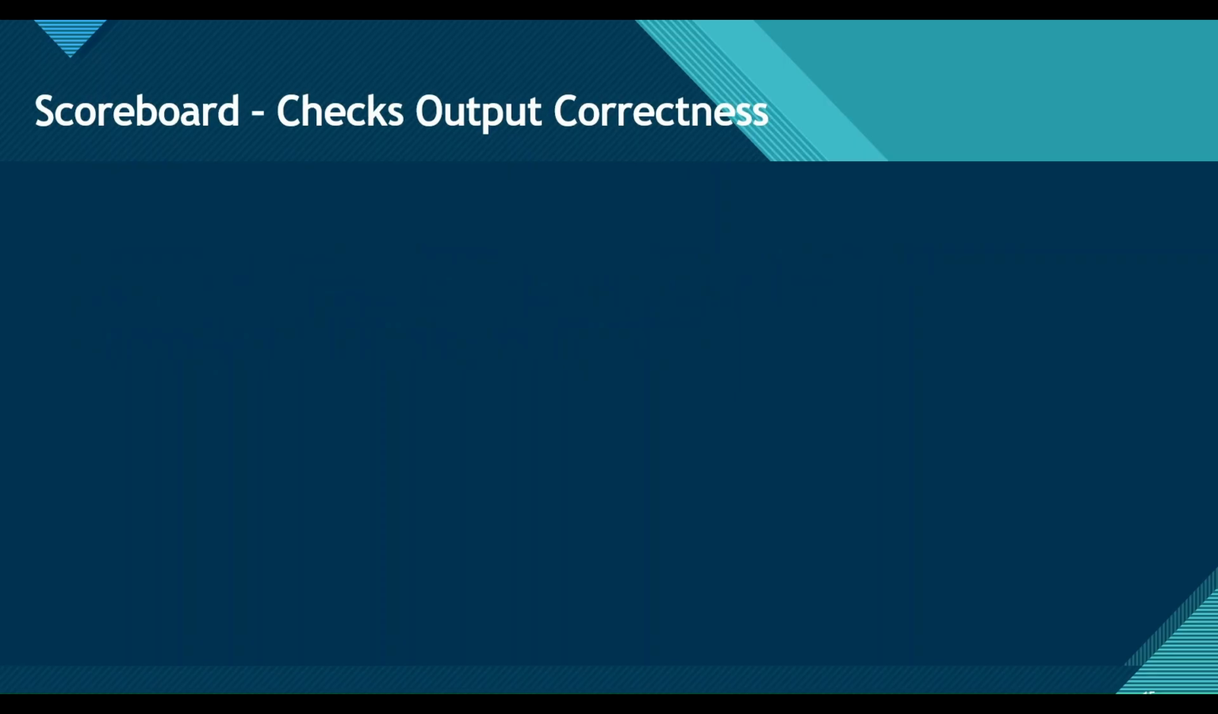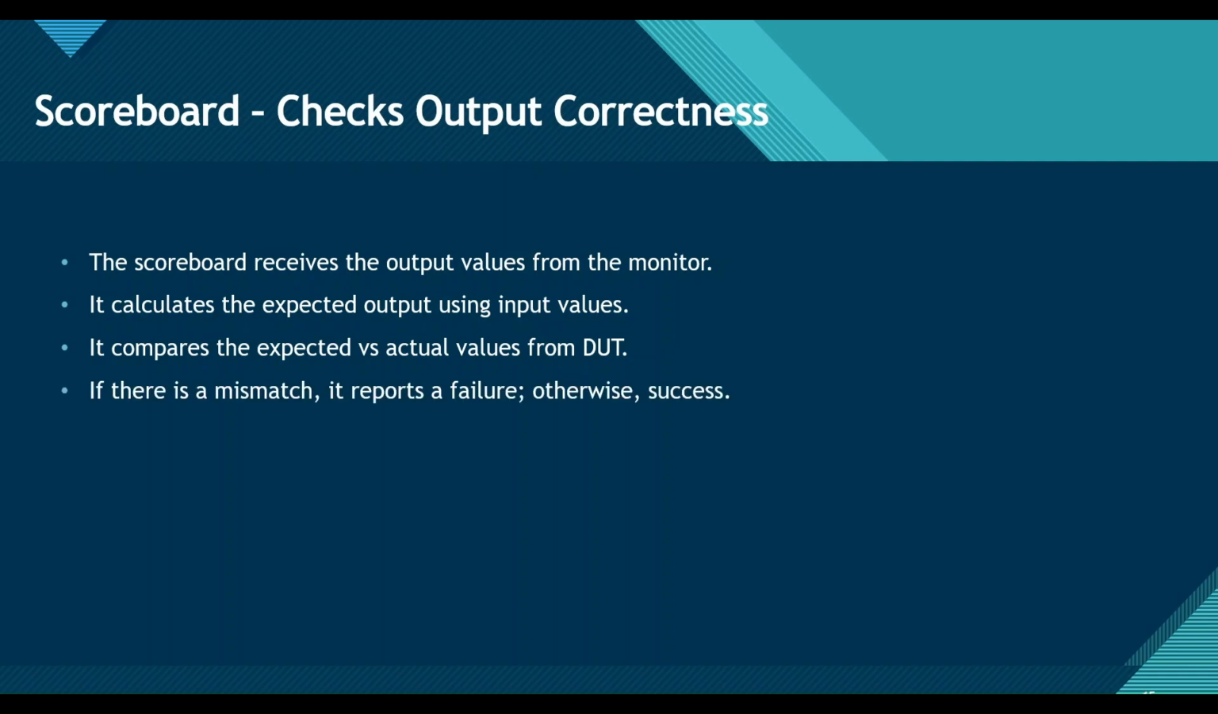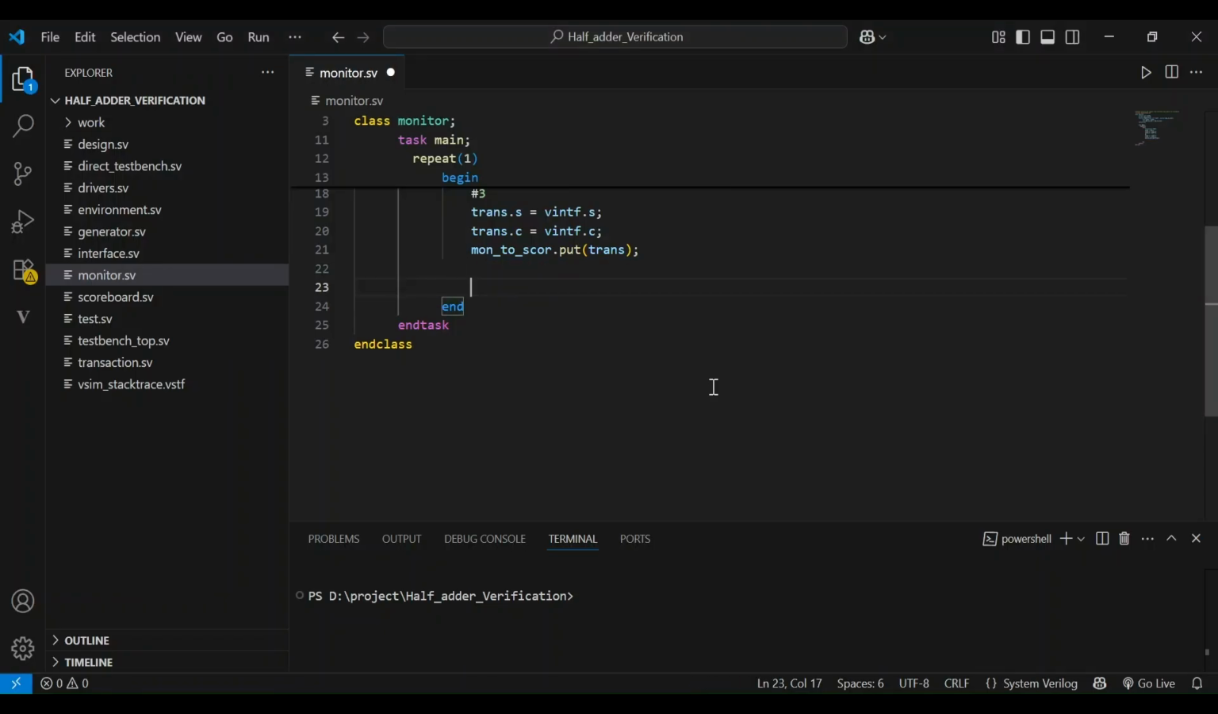This is the scoreboard slide. This scoreboard takes the output values from the monitor. It calculates the expected output using the input values. It compares the expected output versus the actual values from the DUT. If any mismatch is found, it reports a failure. Otherwise, it returns success. Let's see the code in my VS Code.